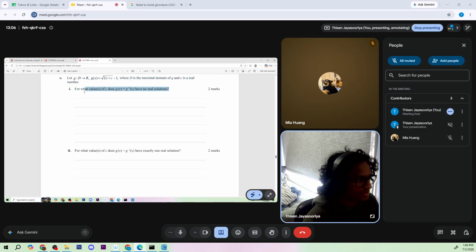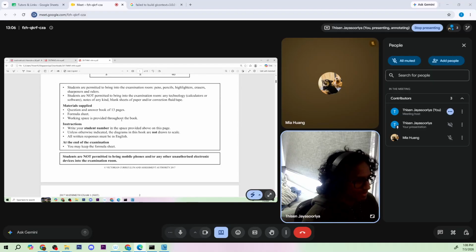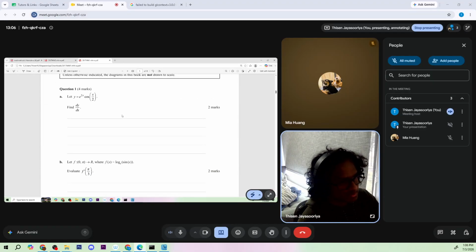This looks very cooked. Find the value of c for which g of x, f of x equals f inverse of x, has no solutions, and for what values of c does g dash of x have exactly one solution. So let's try and smash through this one as quickly as possible. It's 1:06 right now. I'm going to see if I can do this as fast as possible.